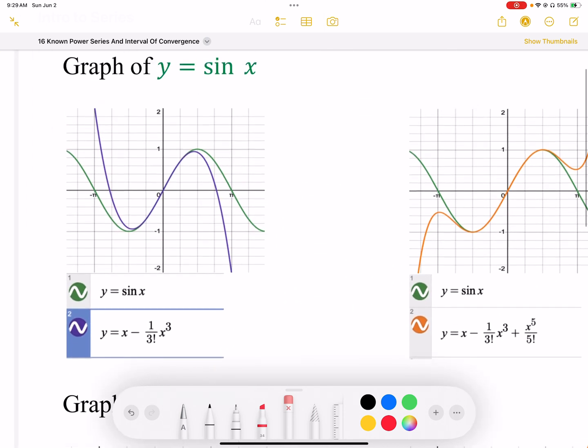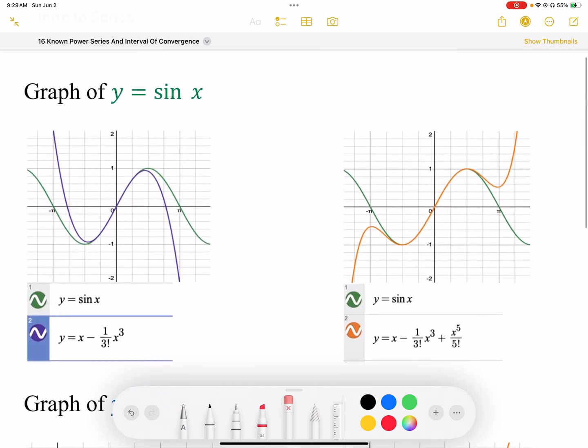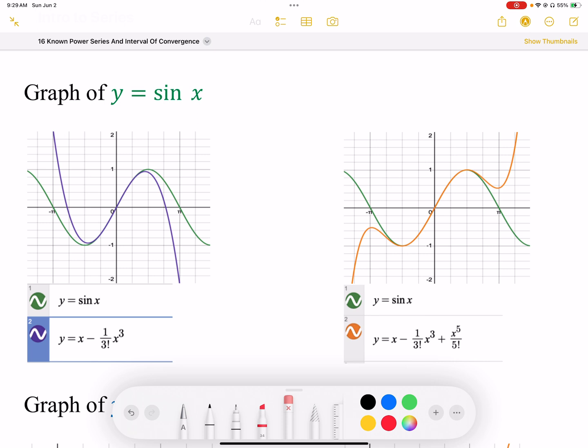We can also look at the sine function. Here I have the sine function in green, and in purple we have the cubic function that is following that sine function. Again, at 0, it is matching, and as we go away from 0, it starts to diverge.